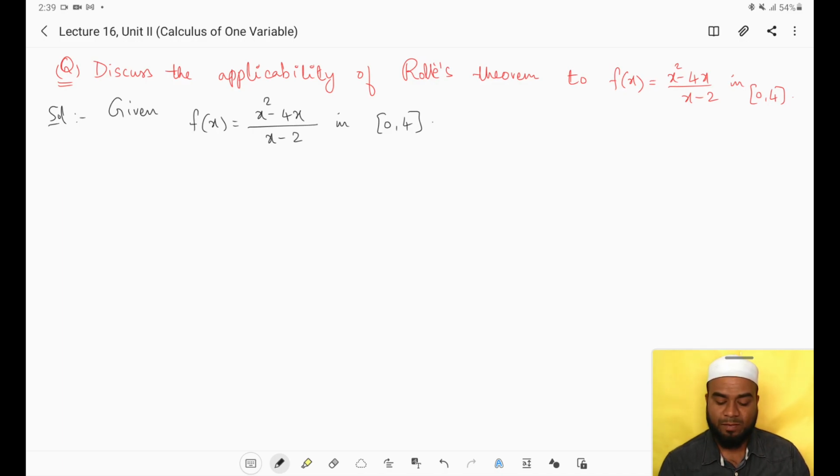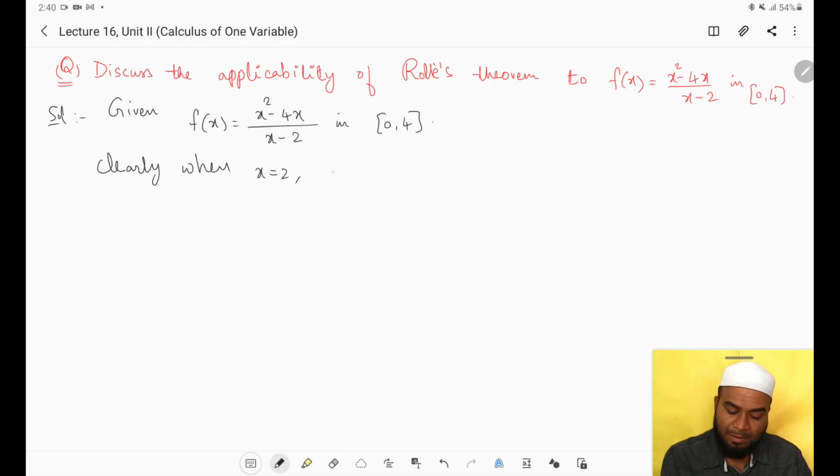This kind of question will be asked for 2 marks. Generally this kind of question will be asked as an SAQ for 2 marks. So here the given function is f of x equals x square minus 4x by x minus 2 and the interval is 0 comma 4. So let us verify whether this function is continuous or not. Clearly, when x equals 2, then what will happen?